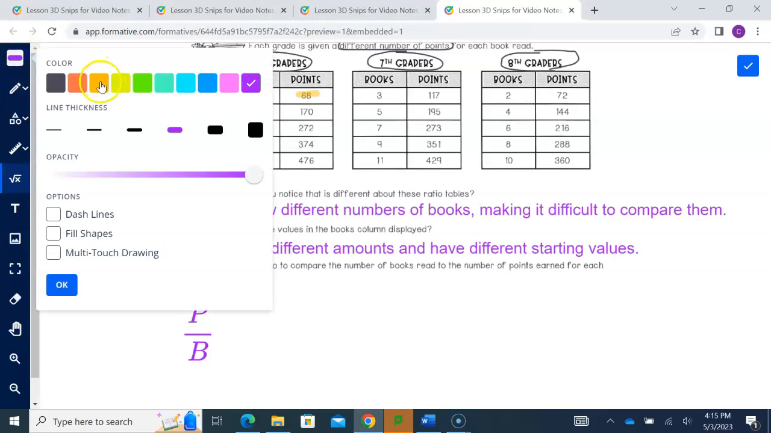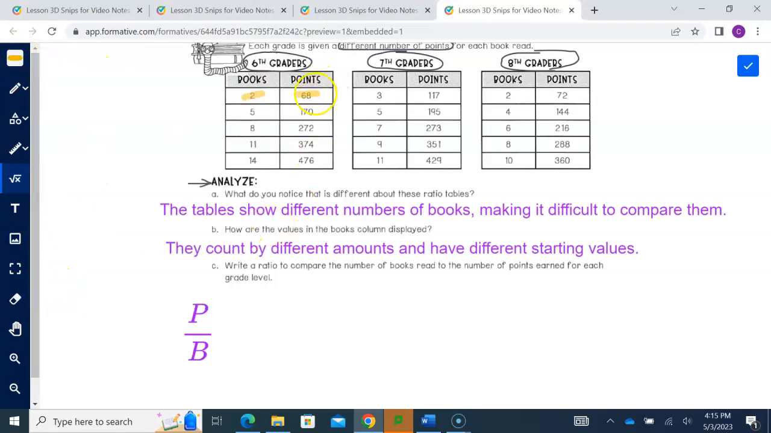Okay, so the 6th grade, we'll start with the 6th grade. We can write the points for 6th grade right here: 68 points for reading 2 books. And then if we look at the next set of data, it's 170 points. I'm going to have to write small here.